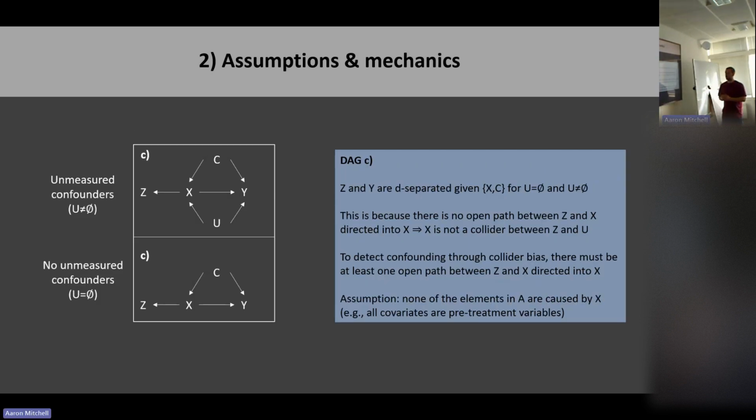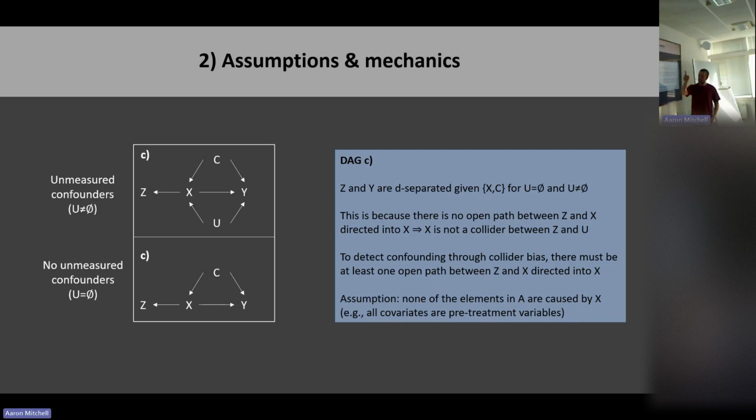Okay, let's consider the second thing. I think this DAG and the next one I'm going to discuss are the most important ones to really understand what the method is doing. So please feel free to ask questions about this. I mean, feel free to ask questions at any time, but particularly now. So again, top DAG with unmeasured confounders, bottom DAG, no unmeasured confounders. Other than that, the two DAGs are the same.